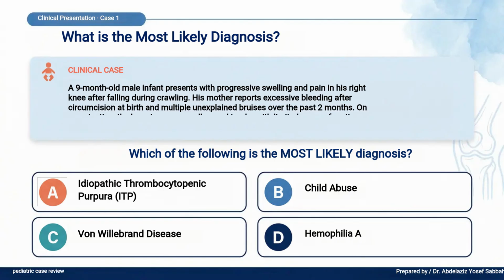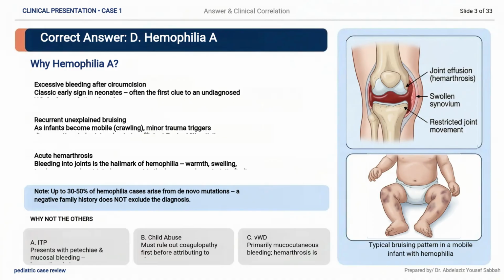Option A. Idiopathic thrombocytopenic purpura. Option B. Child abuse. Option C. Von Willebrand disease. Option D. Hemophilia A. The correct answer is option D. Hemophilia A. 3 classic features point to this diagnosis.